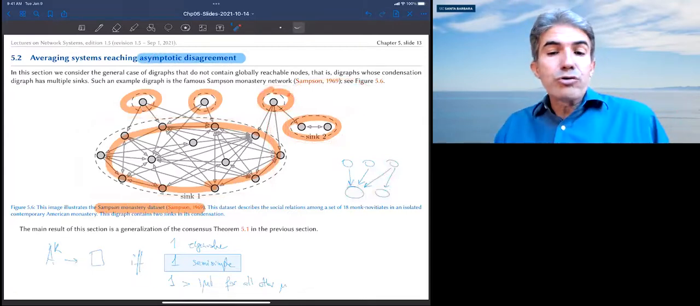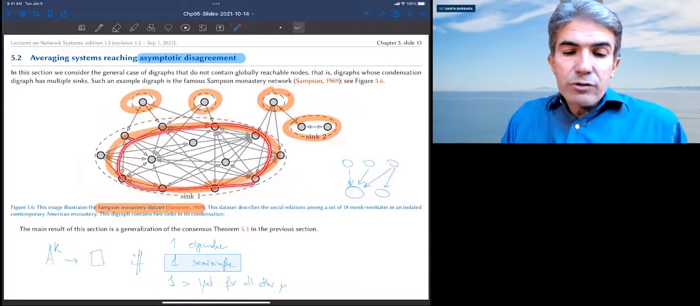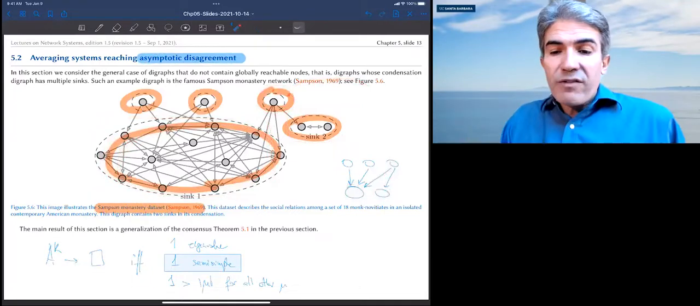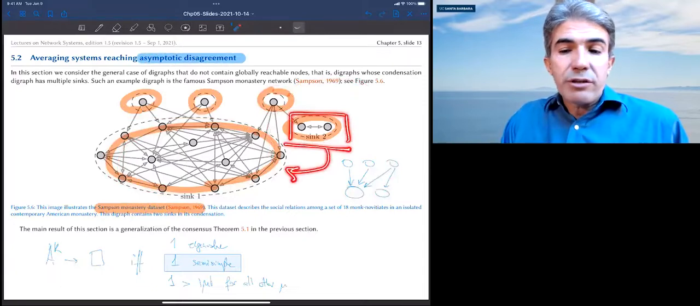There exists no node that can be reached from all others, right? Intuitively, these nodes are the ones that can be reached from almost everybody. However, not everybody, because the nodes that are in that other sink have no way of reaching the nodes in the first sink, right? And vice versa.